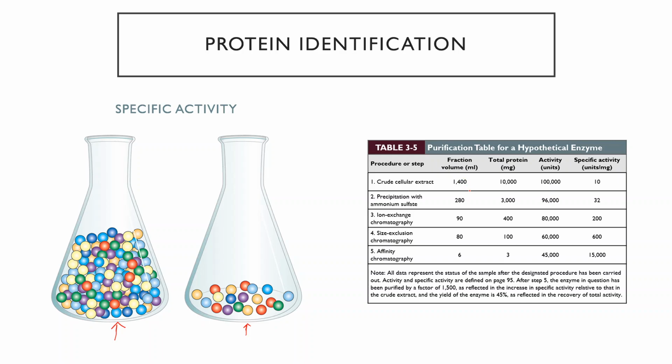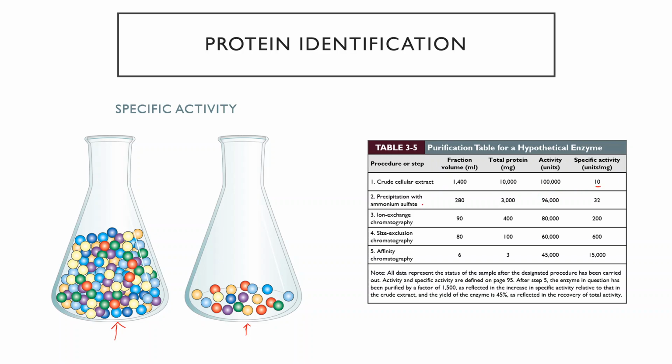So you start with your crude cellular extract, and you can find out whether there's 10,000 milligrams of protein total in that initial extract. And then if I measure the activity at that point, if I see 100,000 activity units, which is just a way of measuring how much the protein is active, then you would say your specific activity is 10 units per milligram.